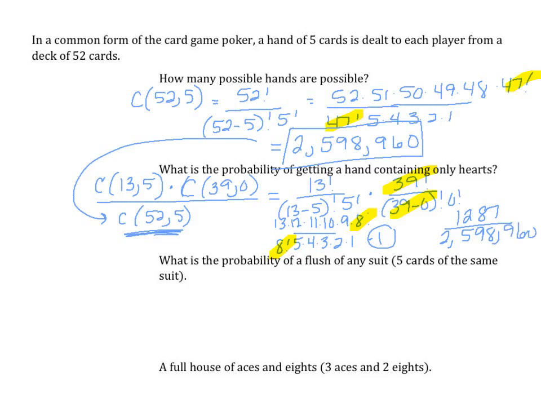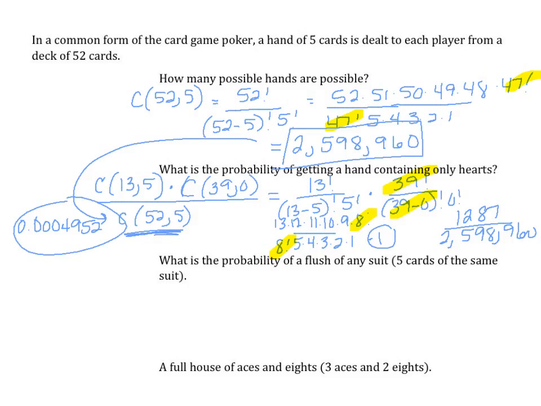the probability of getting a hand that only contains hearts is a very teeny tiny one. When you divide that out, you'll get 0.0004952. So a very tiny likelihood of getting all hearts.